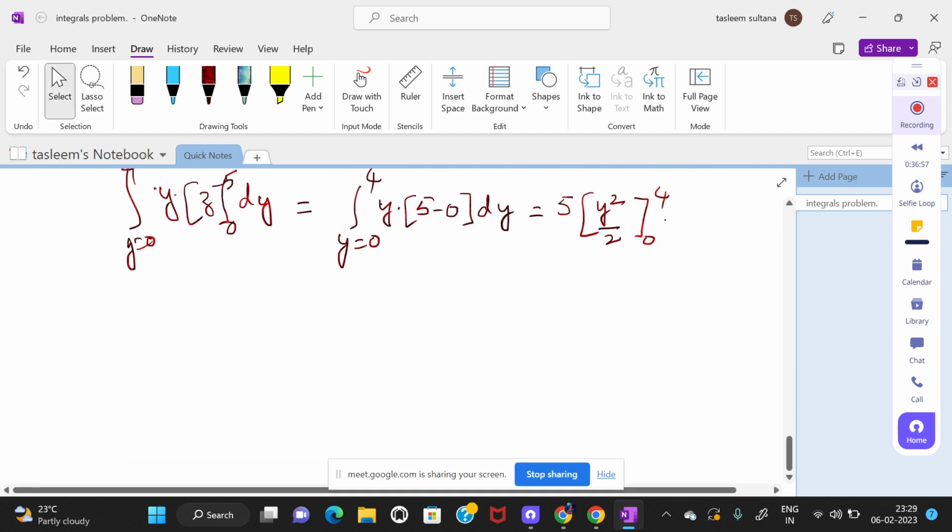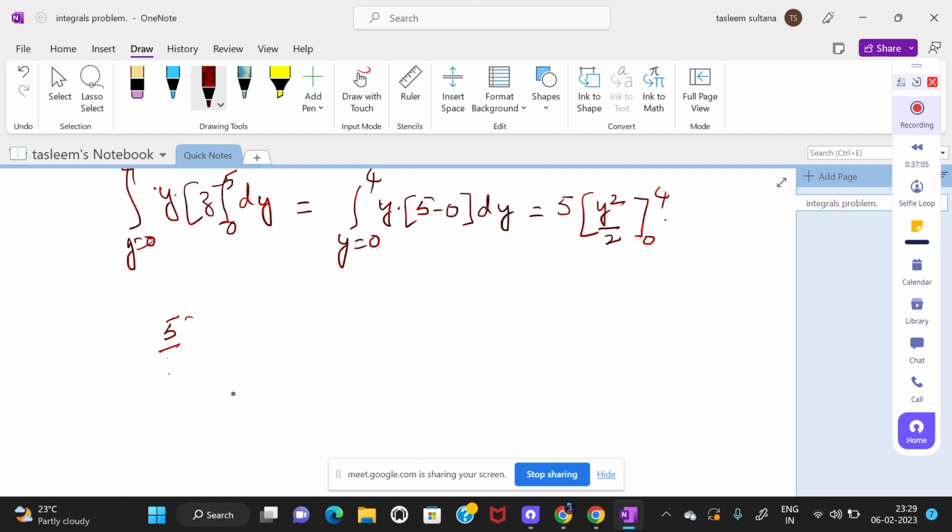It's equal to 5 by 2, then 4 whole square. It's equal to 5 by 2 into 16, which is equal to 8 times 5, 5 eights are 40. But we are getting a somewhat different answer from the textbook.